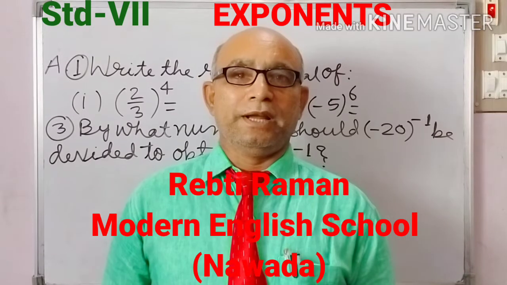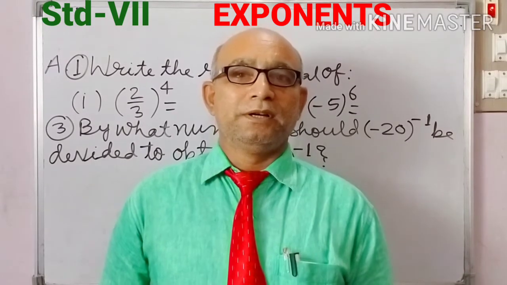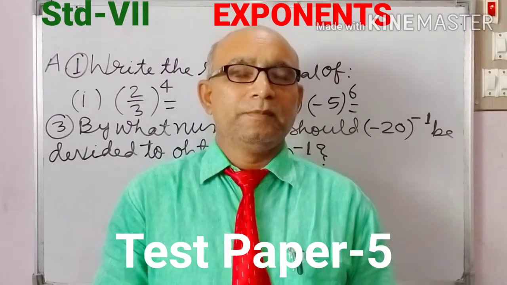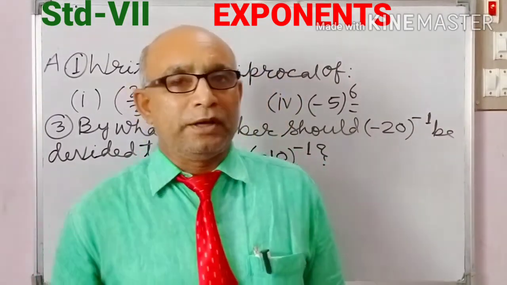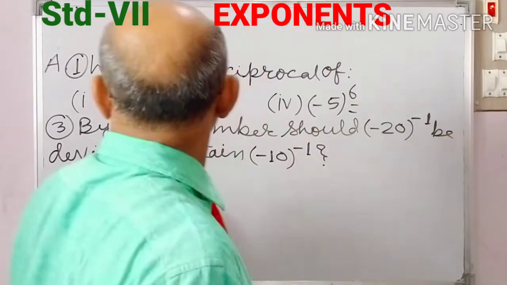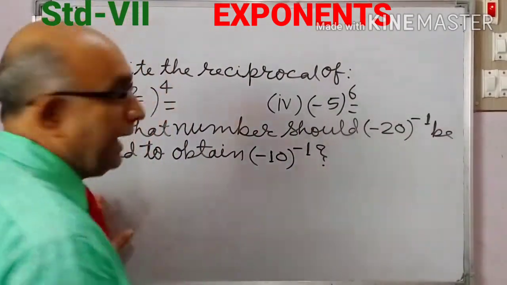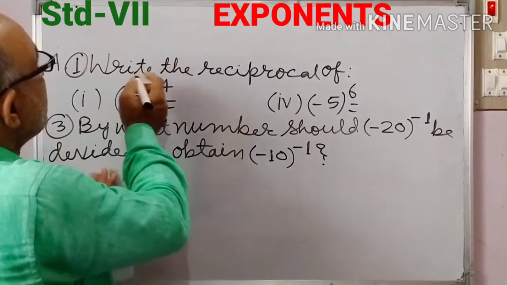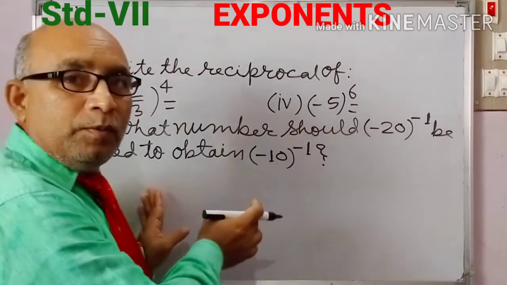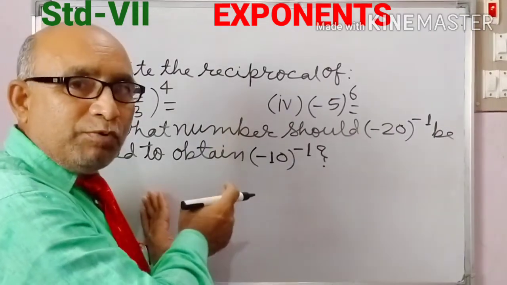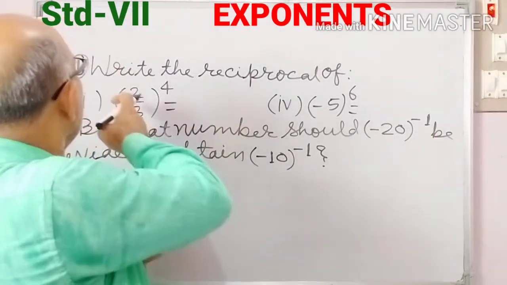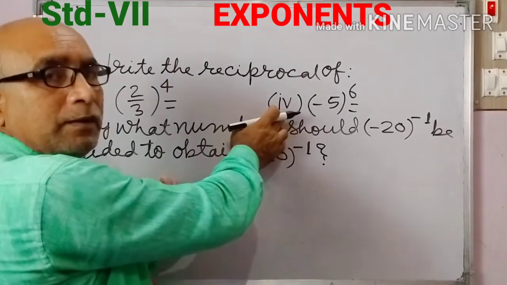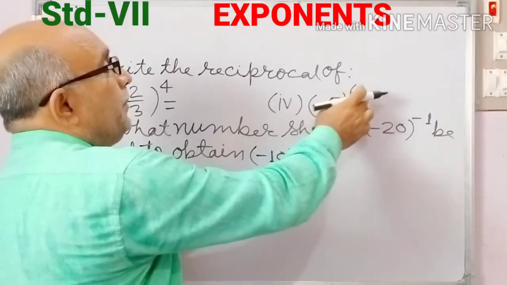Students, today I shall solve test paper 5. Write some important questions on this board. Question number 1 and 3 of group A. Write the reciprocal of (2/3)^4, and question number 4 is write the reciprocal of (-5)^6.